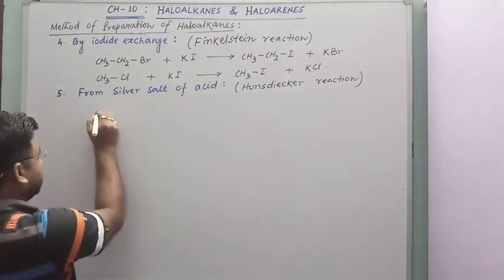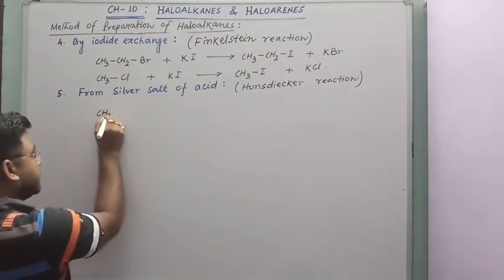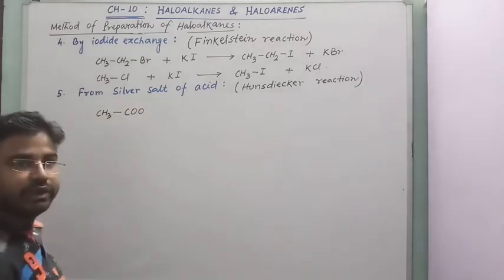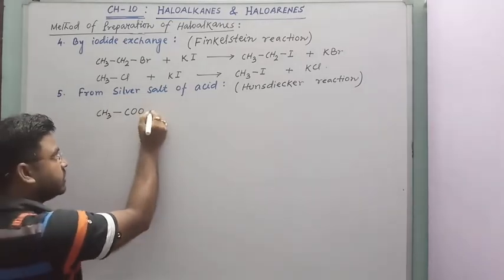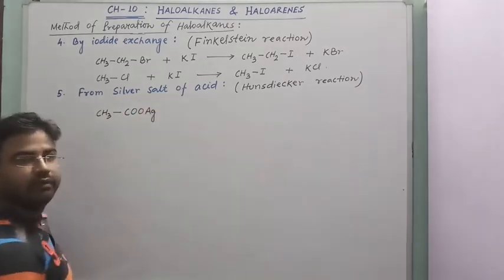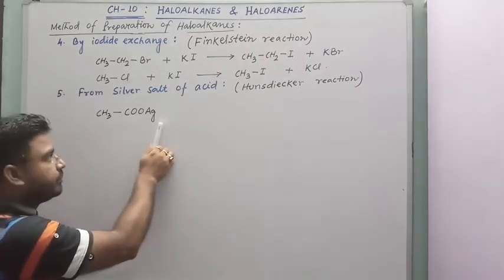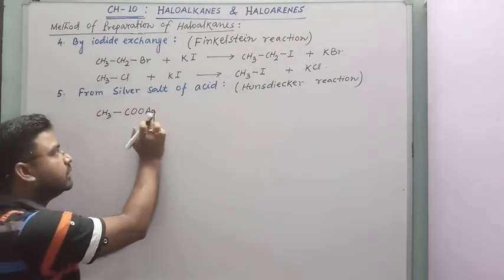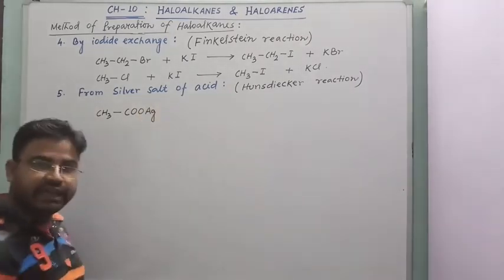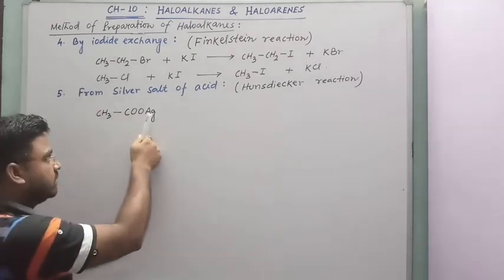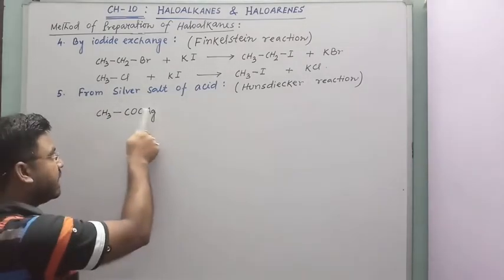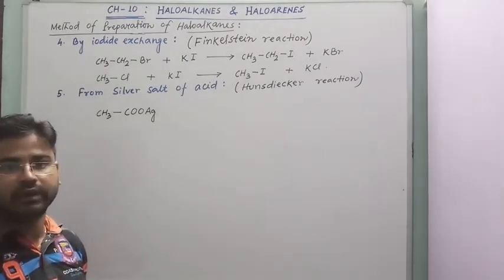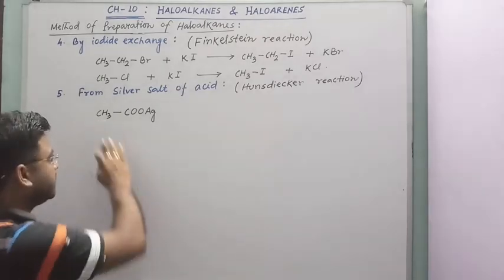For example, take CH3COOH, ethanoic acid. Now this hydrogen is replaced by Ag, giving the silver salt of the acid. The name of this salt is silver ethanoate or silver acetate, from acetic acid, CH3COOH.